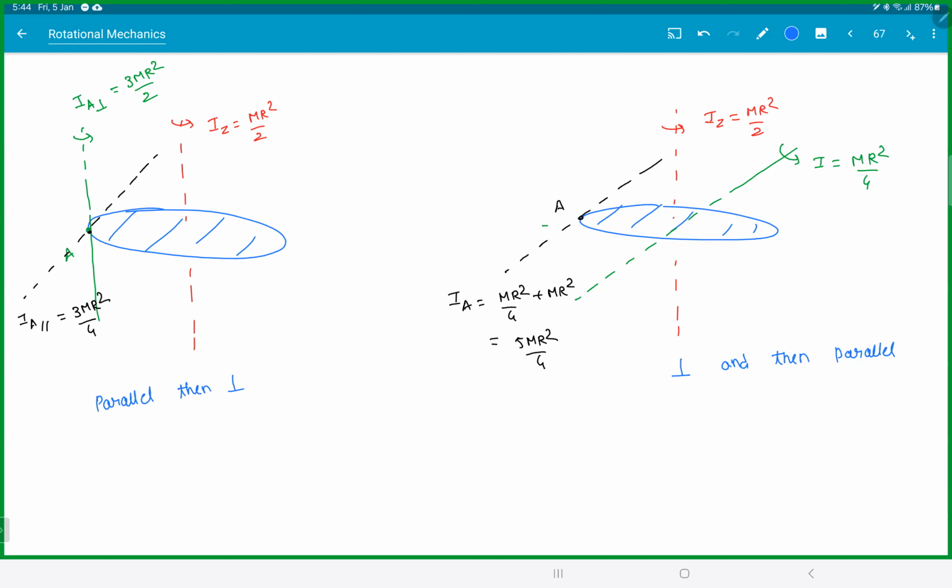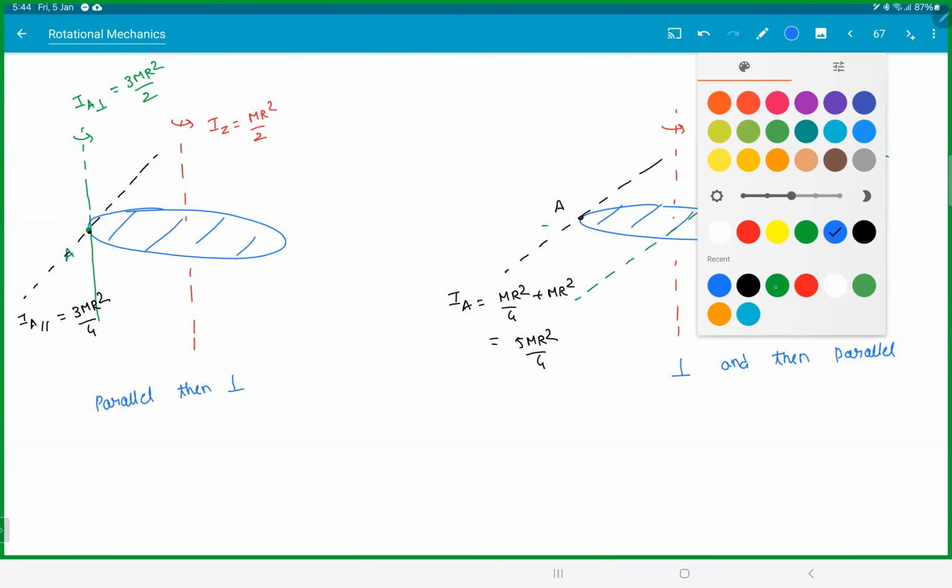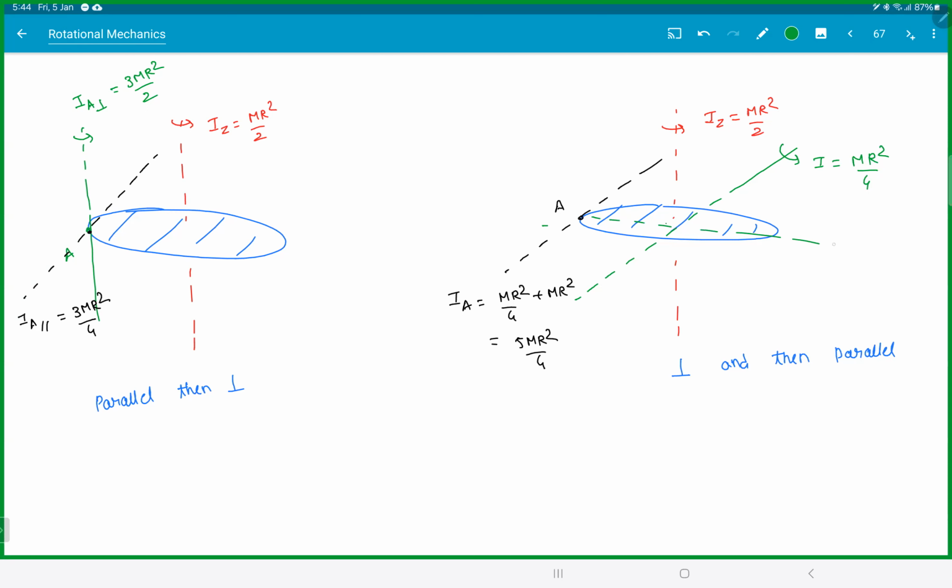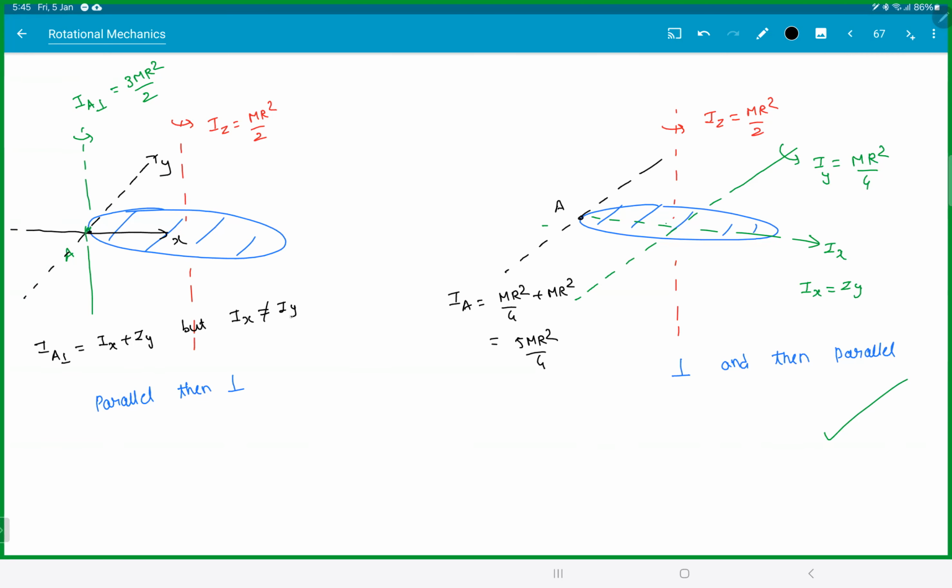Right. The problem here is when you took this one, this Iy and Ix, there's a symmetry here. Ix is equal to Iy. So this is fine. This one is wrong. The reason: when you took this line here, with the perpendicular axis theorem, this is Ix and Iy, you can't do this. The theorem is right, IA perpendicular is Ix plus Iy, but here Ix is not equal to Iy. There's no symmetry. So you can't solve it.